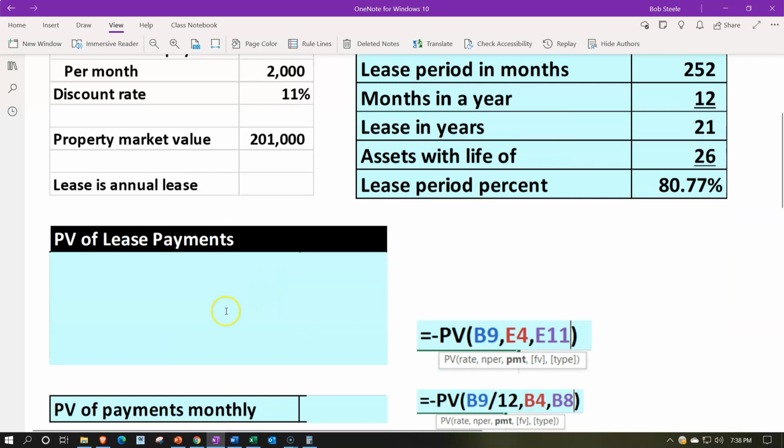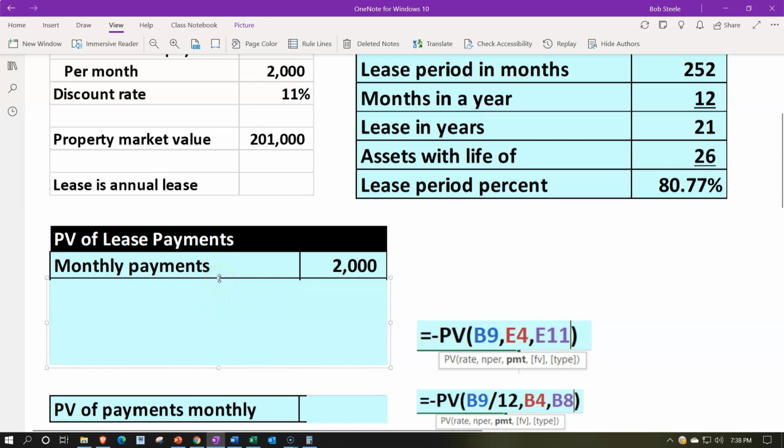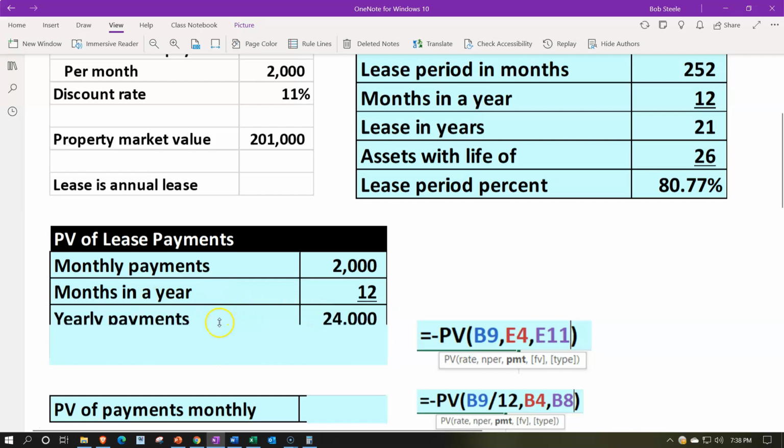Then let's take a look at the present value of the lease payments. If the monthly payments are going to be $2,000, we could think about the present value calculation a couple of different ways. First, we'll break it down into a yearly payment and then apply our present value, and then we'll take a look at applying the present value on a monthly basis. So for example, if we took the monthly payments and said there are 12 months, then we have a yearly amount that's going to be paid out of $24,000. That'll make our present value a little bit easier for us to deal with.